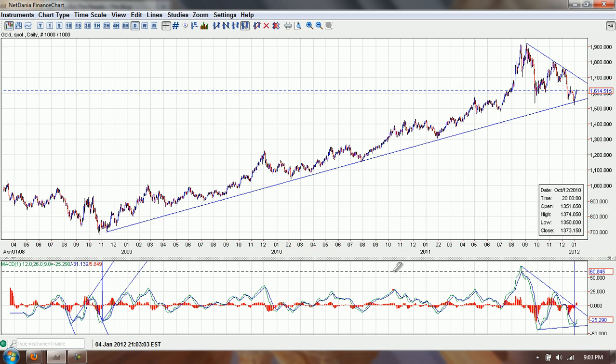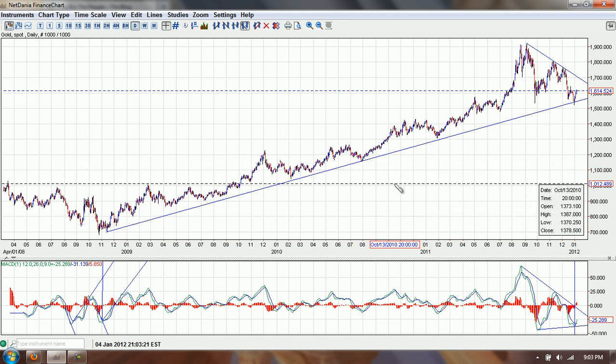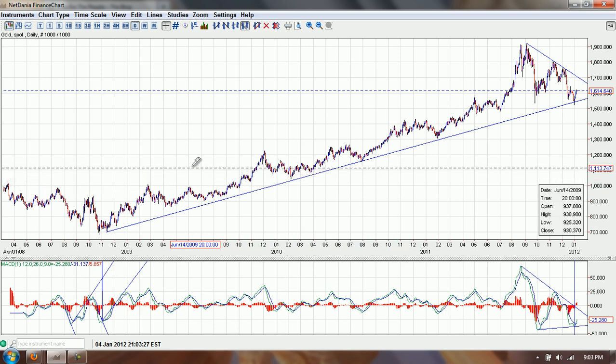Wanted to spend a little time on the gold chart this evening. Now, I've drawn out the major trend line that we're looking at here, but the main story is going to be this.